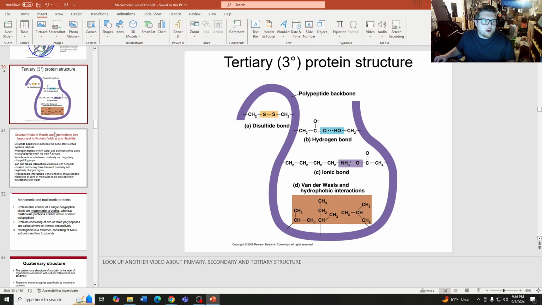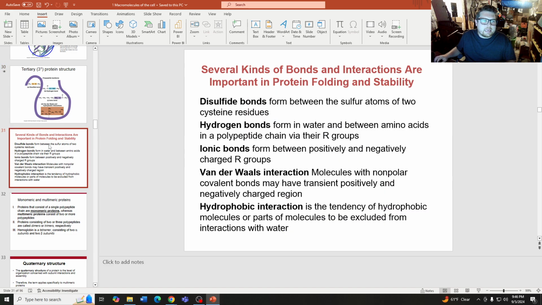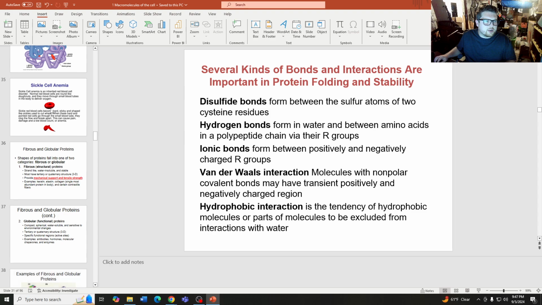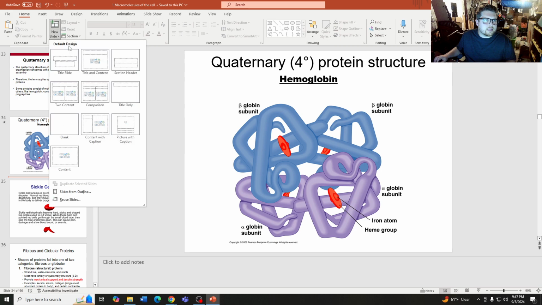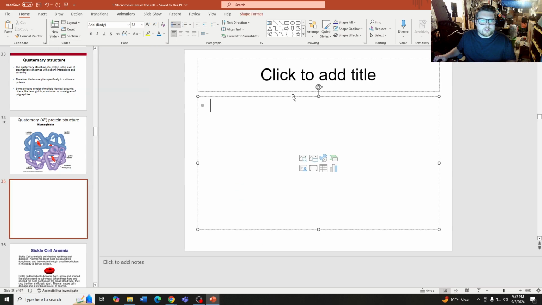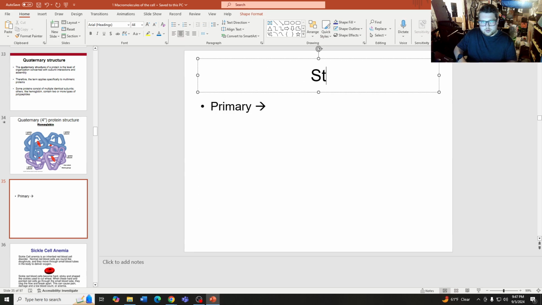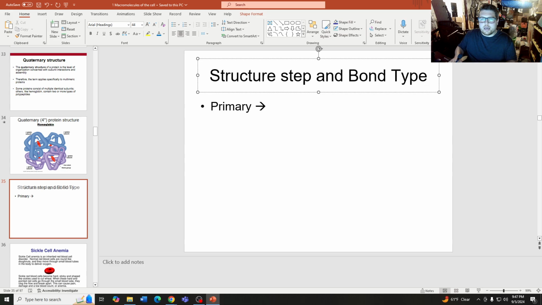The types of bonds in each of these is often tested on. So let me actually add in, I'm going to jump ahead, jump after quaternary structure, and I'll add this in because I think it's very, very important. So primary, so structure step, and bond type.